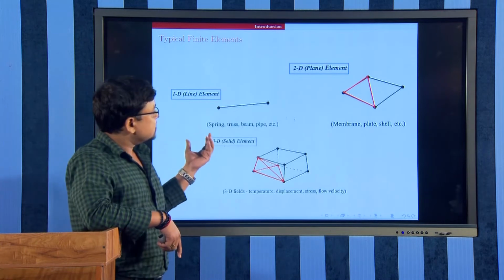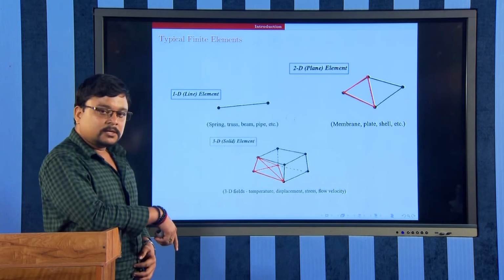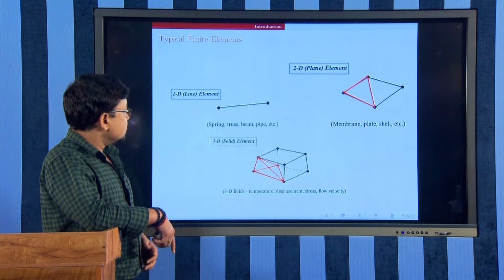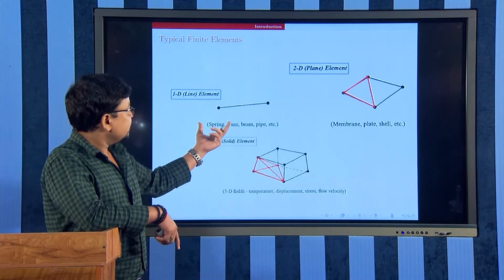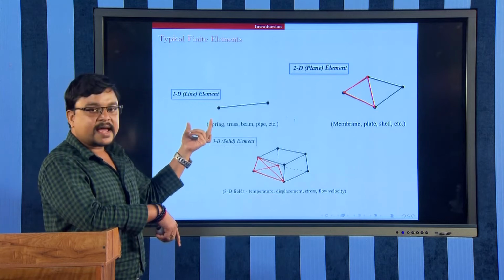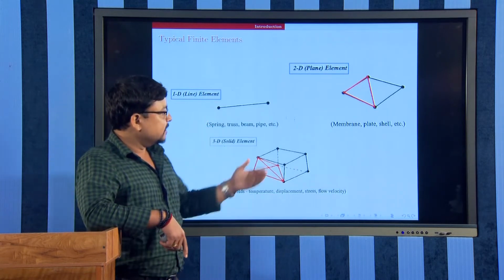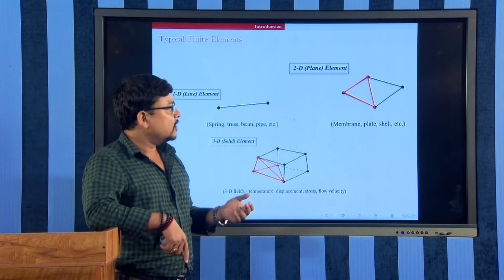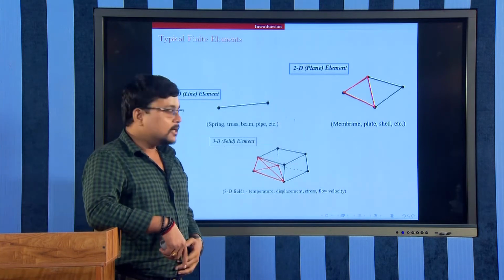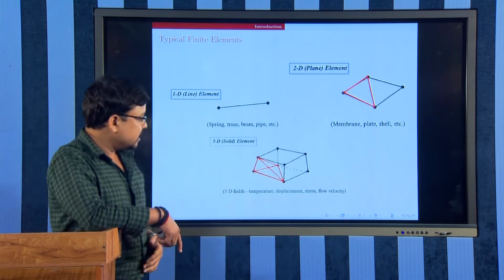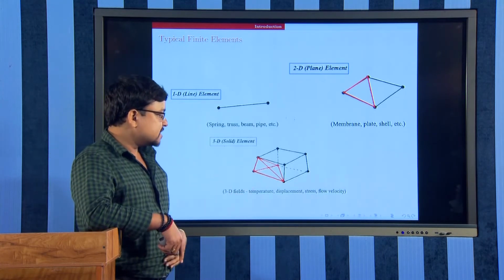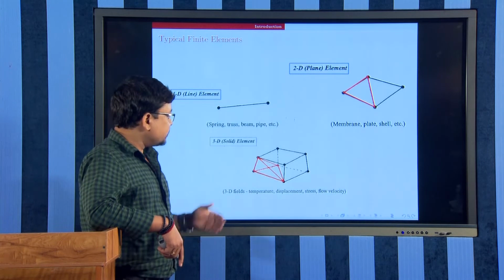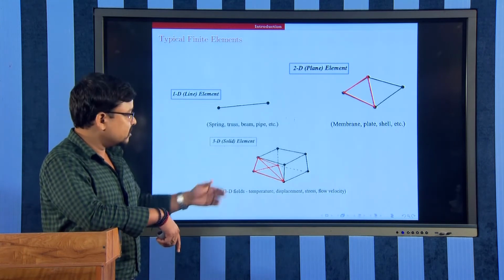So, here are some examples of finite elements. In 1D, for springs, trusses, beams and pipes, we get the finite element as an interval. Similarly, for membranes, plates and shells, we get the finite element in a triangular form. Similarly, in 3D fields such as temperature, displacement, stress and flow velocity, we get the finite element in a tetrahedron form.